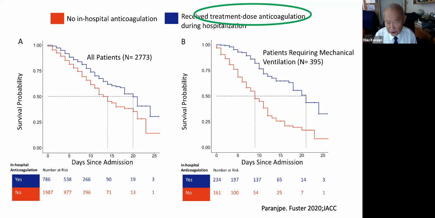This is recent data from New York by a very respectable group, Dr. Fuster's group, showing the survival rate of all patients with and without a therapeutic dose of heparin in a pretty large number of patients. But for the patients on the right-hand side, you see the patients that require mechanical ventilation. The gap in survival is much bigger.